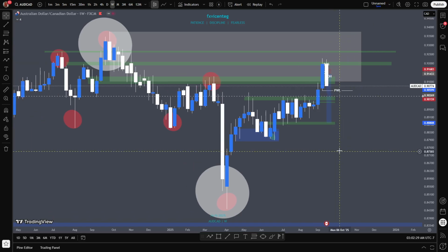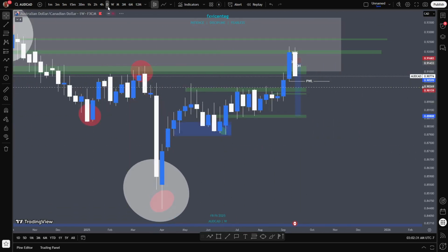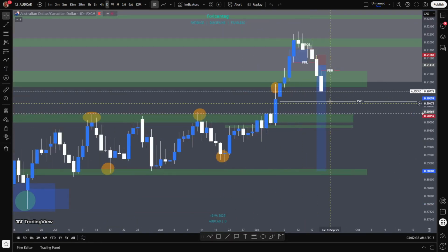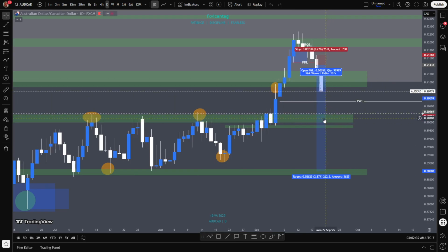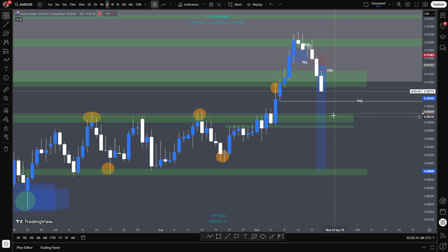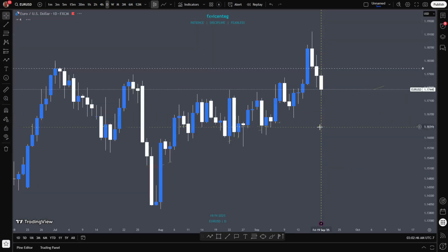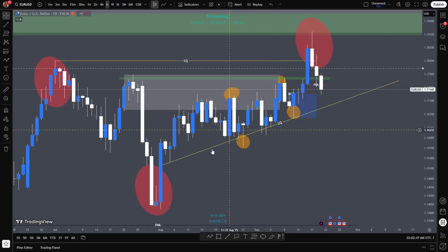So that's what I'm expecting for this pair, AC, to go bearish this week. Lots of momentum, so let's just take advantage of that and keep selling until it tells us not to sell. And the next area of concern is here, so be on the lookout for that. That's AC. EU top down analysis again.